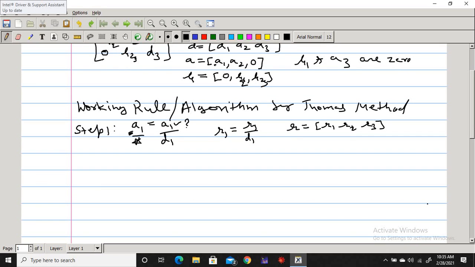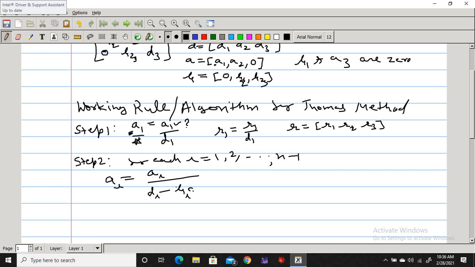Okay, so in step 2, we will calculate for each I is equal to 1, 2 all the way to n minus 1. So we are going to calculate AI. Okay, we are doing this algorithm for the general case. So AI is going to be AI upon DI minus BI AI minus 1.